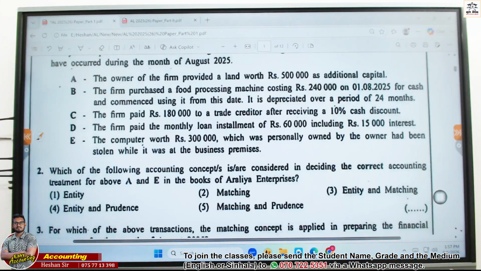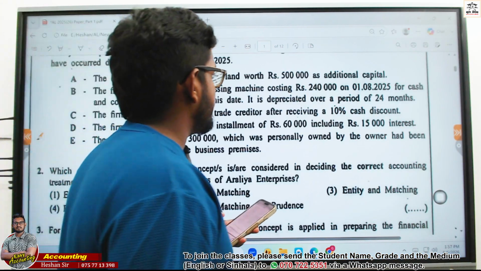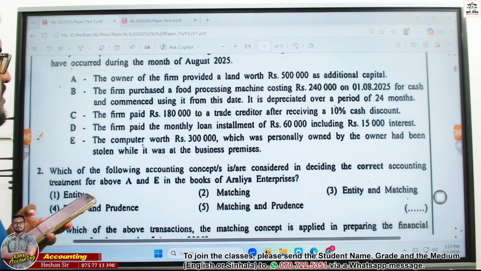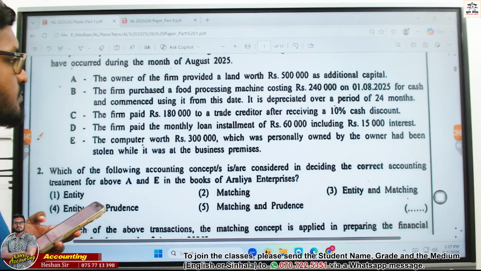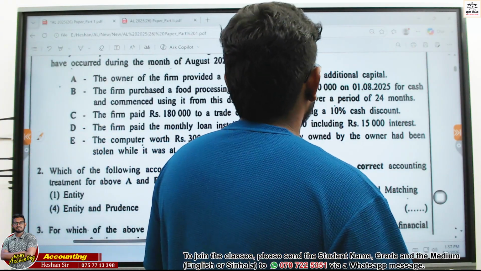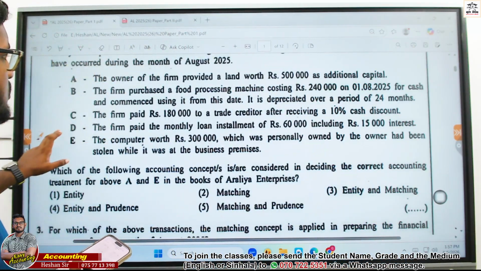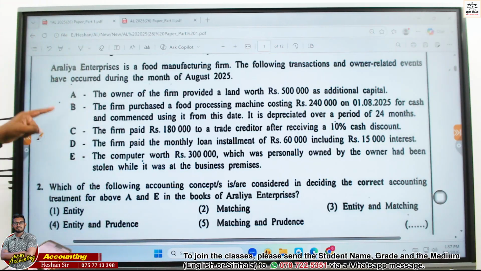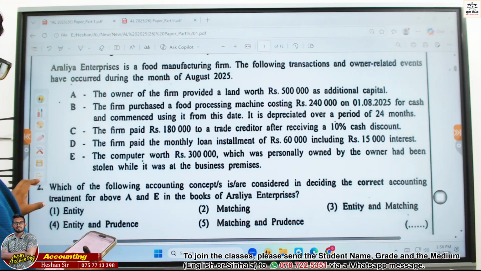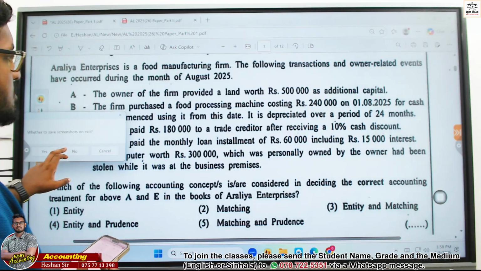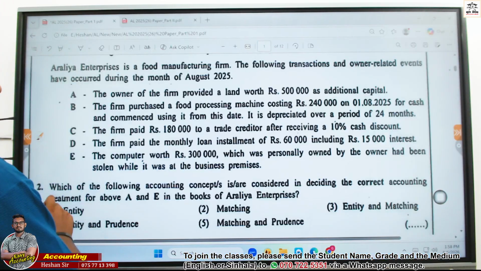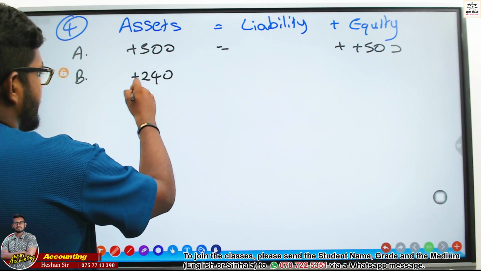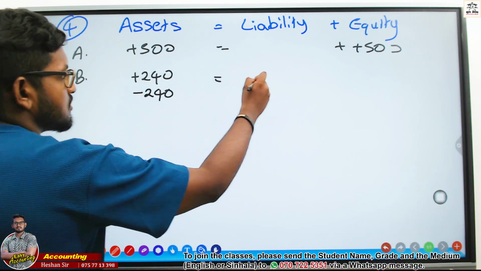B, the firm purchased a goods processing machine costing 240 on 1st of August 2025 in cash and commenced using it from this date. It depreciates over the period of 24 months. This is for the month of August 2025. This is a per month transaction. We have purchased a goods processing machine on cash, right? So that is 240. So machine asset increases 240, cash asset decreases 240, right?